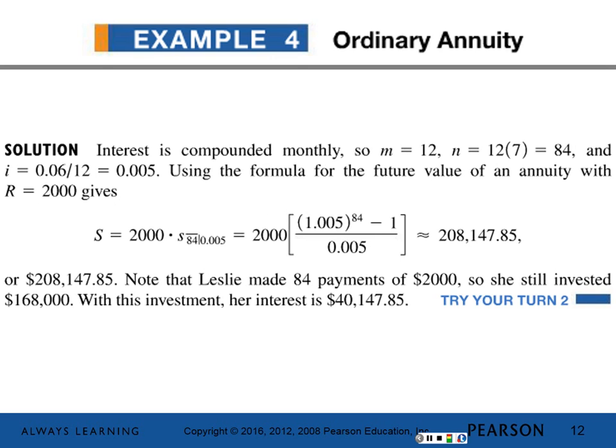But if you do Part B, the interest is going to be compounded monthly, and she's going to pay monthly, which for most of us is easier to do. So that means that her number of compoundings is 84, even though her interest rate at each one of those compoundings is only 0.5%. So using the future value of the annuity with those changes, she has $208,147.85, and she got a lot more interest than she did the other way.